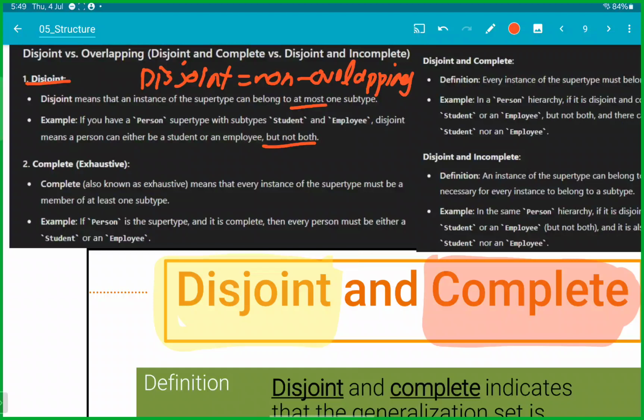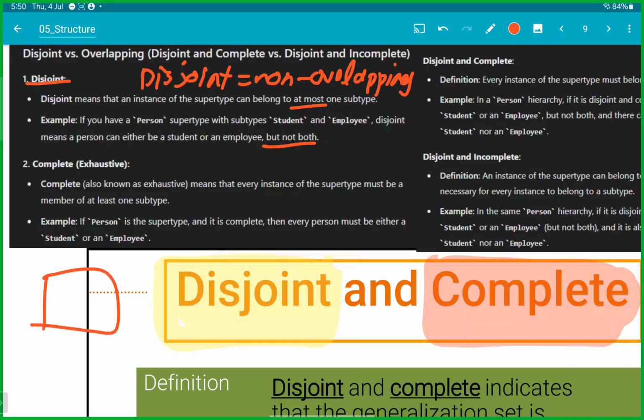And then we have complete and incompleteness. Remember I said: disjoint and complete, disjoint and incomplete, overlapping and complete, overlapping and incomplete. So we go to the definition of complete. Complete, also known as exhaustive, means that every instance or member of the supertype or superclass must be a member of at least one subclass or subtype. So every member belongs somewhere. Every member belongs to one subclass. We cannot have a member that is not within any subclass at all.